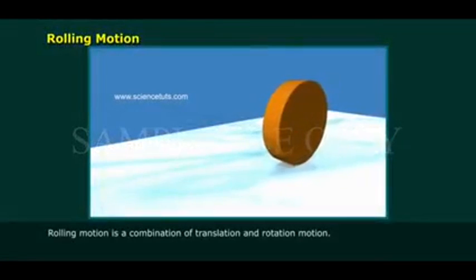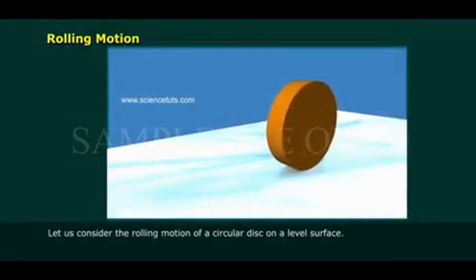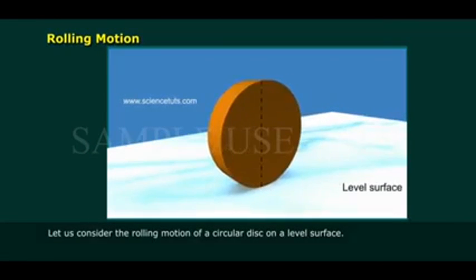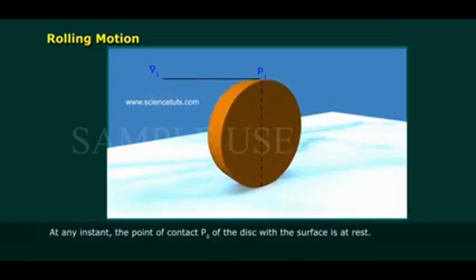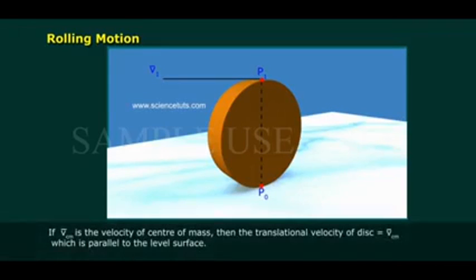Rolling motion. Rolling motion is a combination of translation and rotation motion. Let us consider the rolling motion of a circular disc on a level surface. At an instant, the point of contact P0 of the disc with the surface is at rest. If V_CM is the velocity of center of mass, then the translational velocity of the disc is equal to V_CM, which is parallel to the level surface.